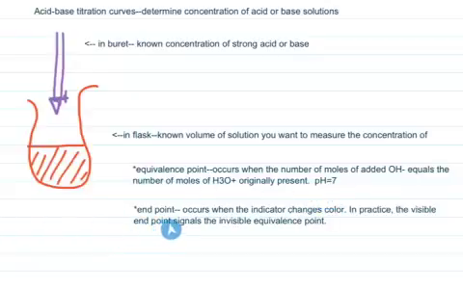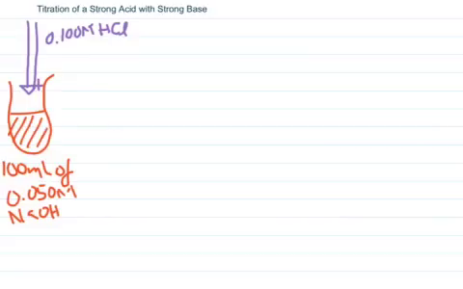Now what is an endpoint? Well, this occurs when the indicator changes color. So in practice, the visible endpoint signals the invisible equivalence point. If you remember in Chem 200 when you did titration and you used phenolphthalein, that was our indicator telling us we were at the endpoint, which showed us that slight pink color, which informed us we are at the invisible equivalence point. Alright, so now let's move on.